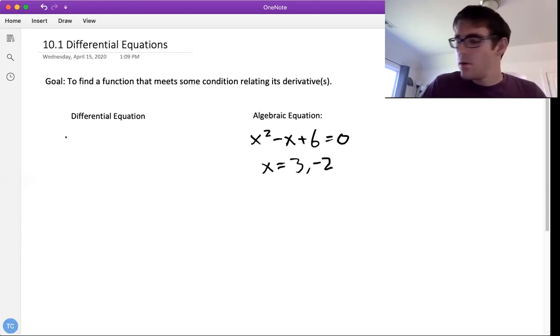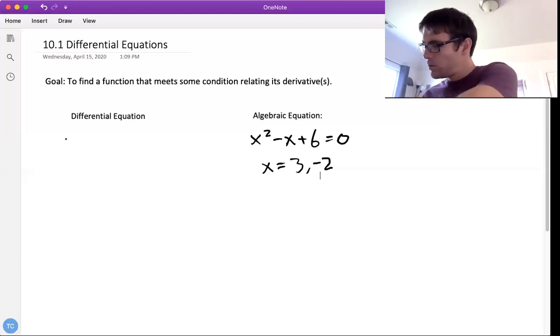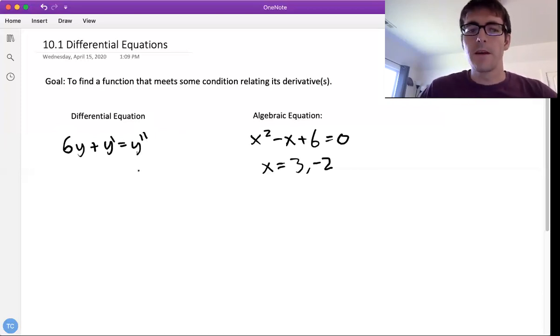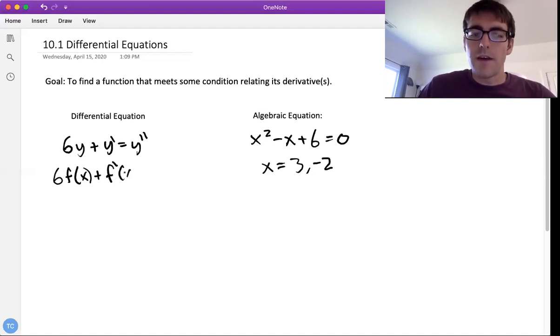I want to contrast this to a differential equation, something like 6 times our function plus the derivative of our function equals the second derivative of our function. There's a bunch of different ways of writing an equation like this. Because there's a bunch of different ways of talking about a function, we might sometimes call our function y, like if we're plotting a line, y equals mx plus b, we're talking about the function y. Depending on the context, we also often write our function as f of x. So this same equation, written in a different format, would be 6 times f of x plus the derivative of f of x equals the second derivative of f of x.